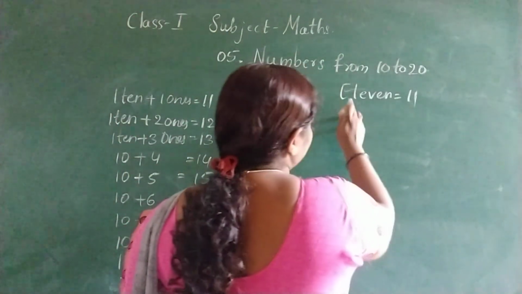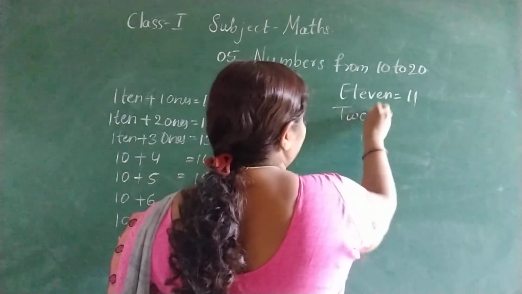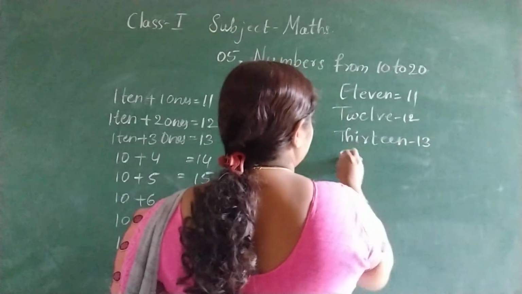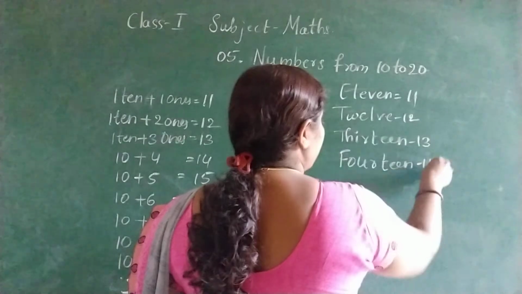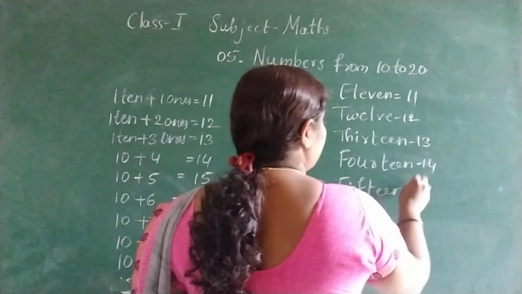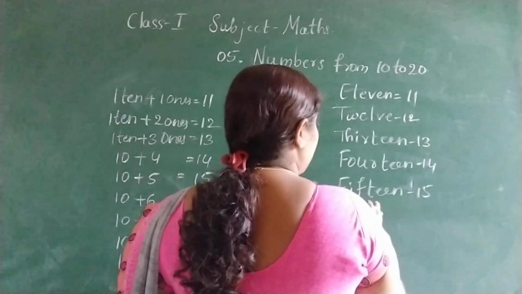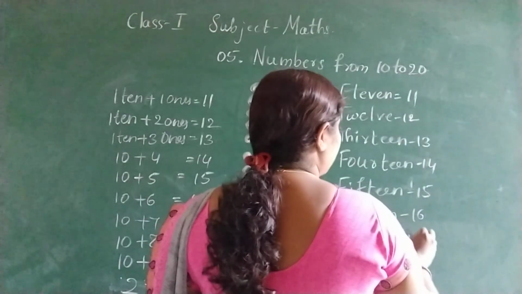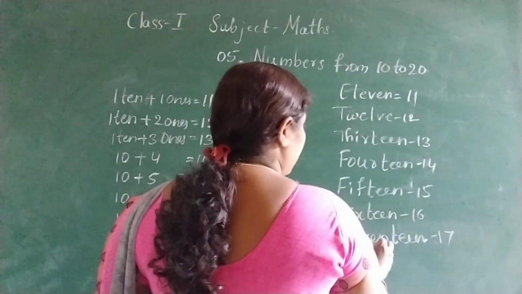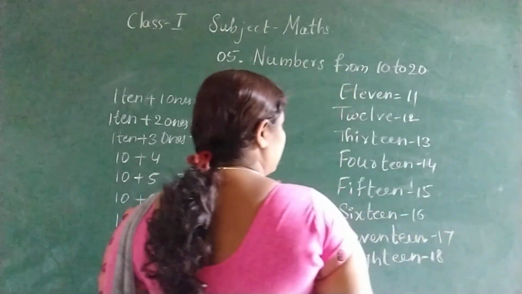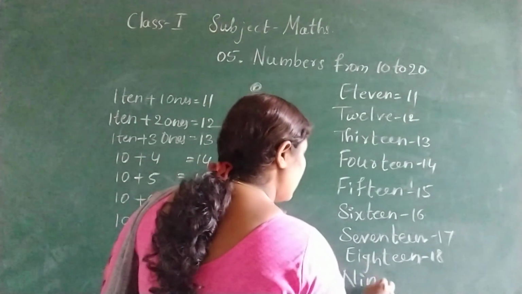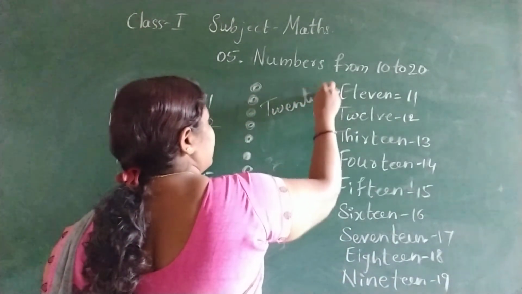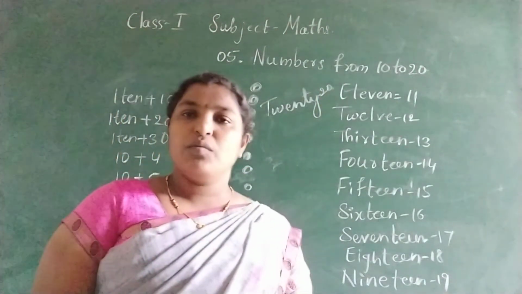The spellings are ELEVEN 11, TWELVE 12, THIRTEEN 13, FOURTEEN 14, FIFTEEN 15, SIXTEEN 16, SEVENTEEN 17, EIGHTEEN 18, next NINETEEN 19, TWENTY 20. Okay, these are the number names from 11 to 20.